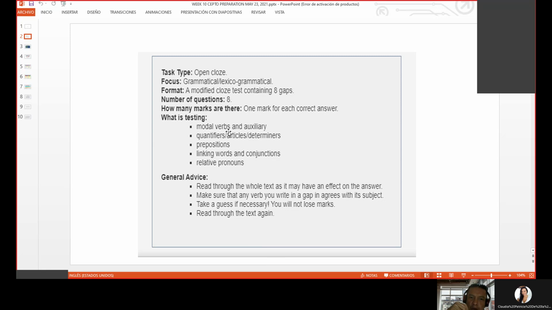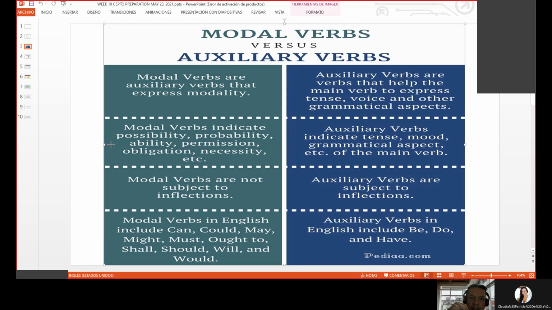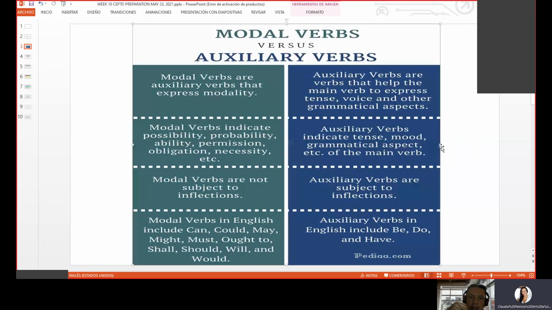Okay, so the first topic of what is tested is modal verbs and auxiliaries. So here we have modal verbs and auxiliaries. Can you read the information in the chart? First read modal verbs and then auxiliaries.